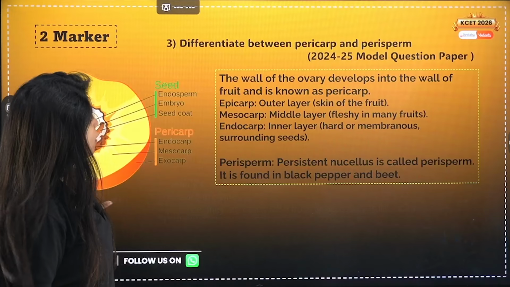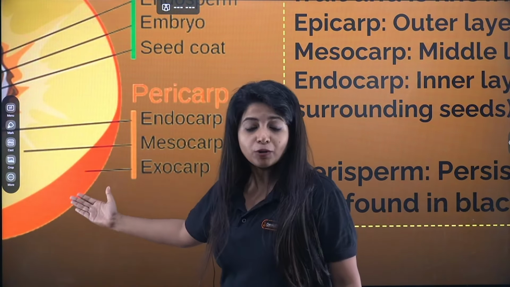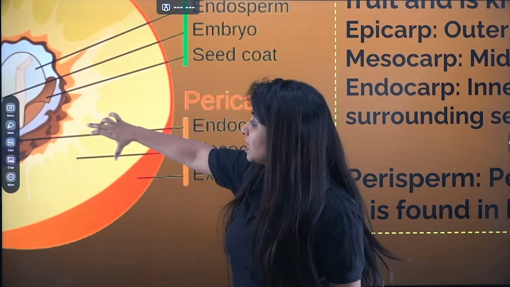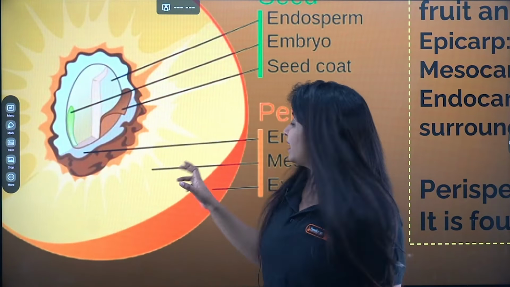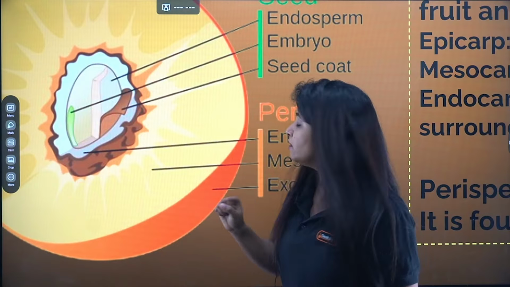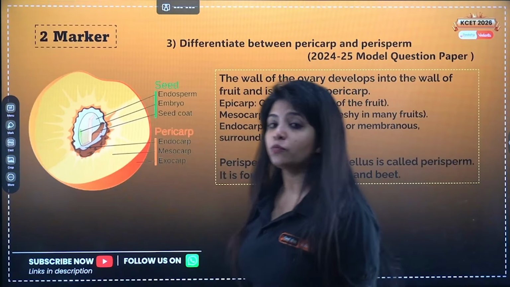Now differentiate between pericarp and perisperm. The walls of the ovary are known as the pericarp. How many layers do you have? You have endocarp, mesocarp and exocarp. Exocarp is the outermost layer that we peel off. Mesocarp is the part that we eat, and surrounding your seed you also have one more thick layer, known as the endocarp. Always remember. Now when I talk about perisperm, what is perisperm?